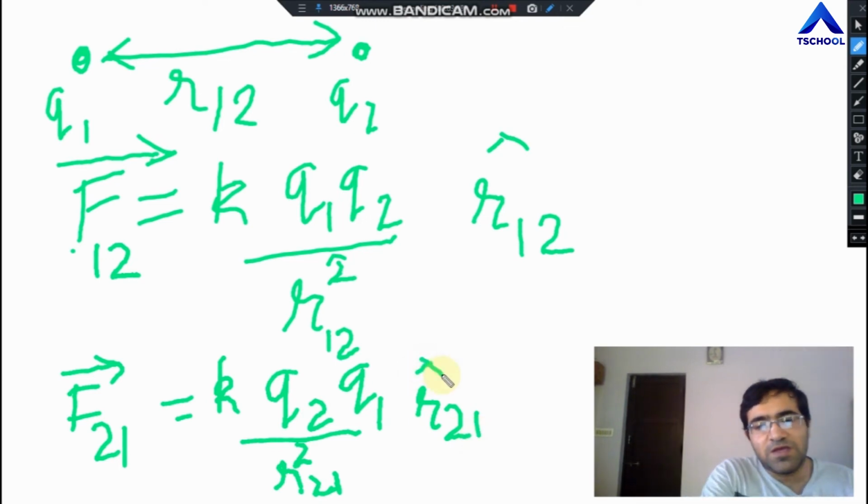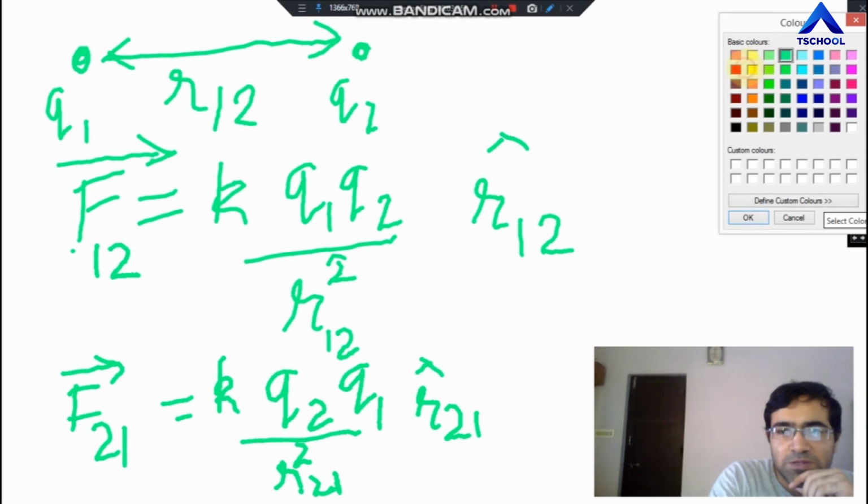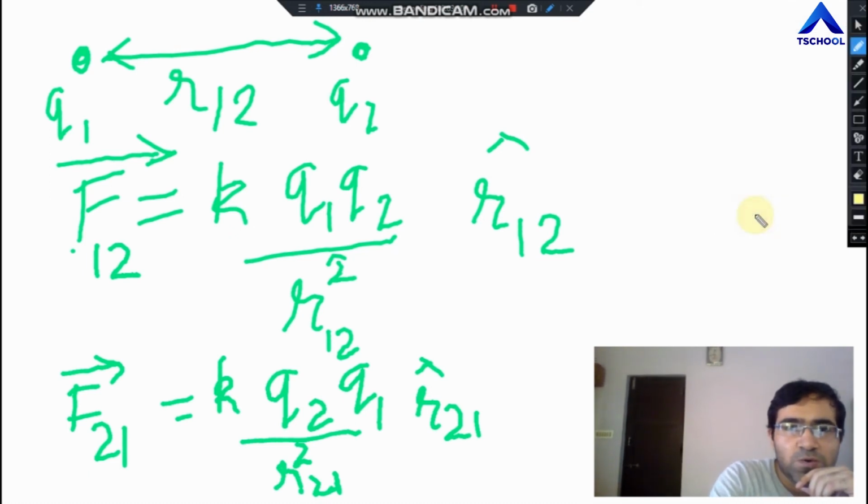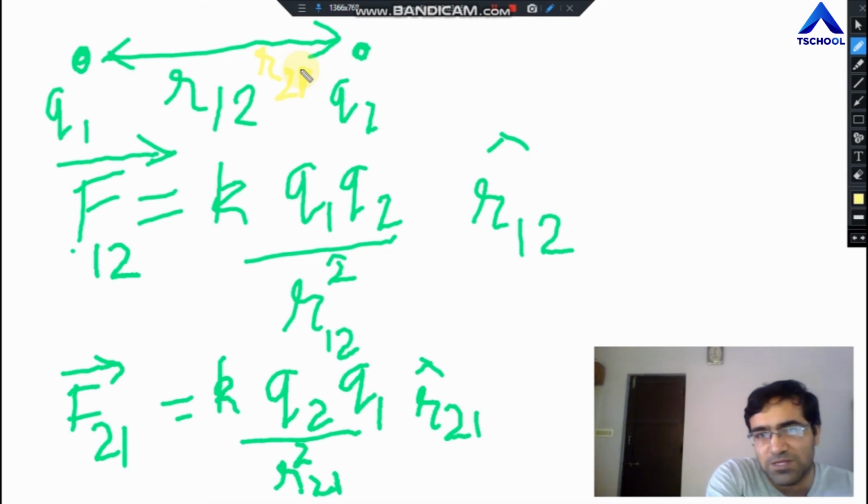So all you have to do is replace or interchange the charges 1 and 2. But this leads you again to a very interesting observation. Do you see that the magnitudes are going to be the same? I can call the distance between these two charges either r12 or r21. There's no difference, right? The distance is still the same. The distance of 2 from 1 is the same as the distance of 1 from 2.